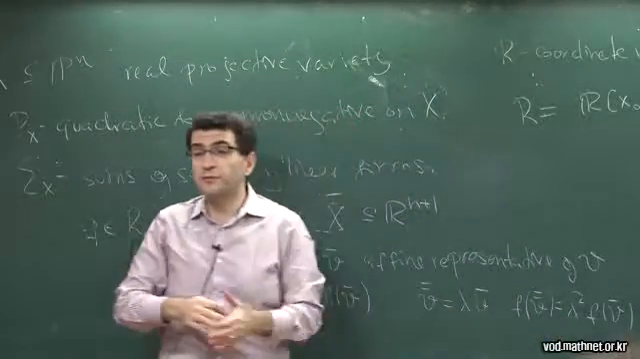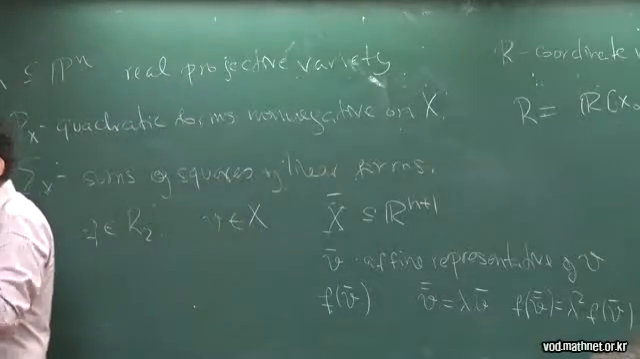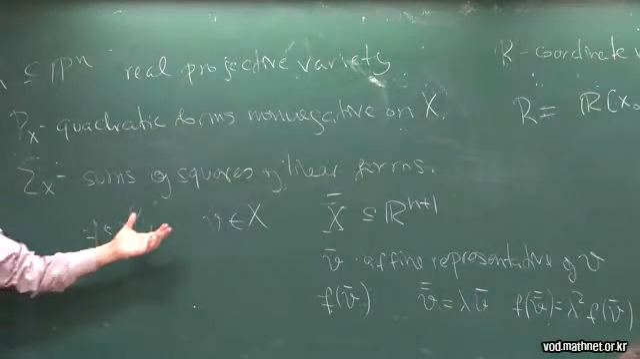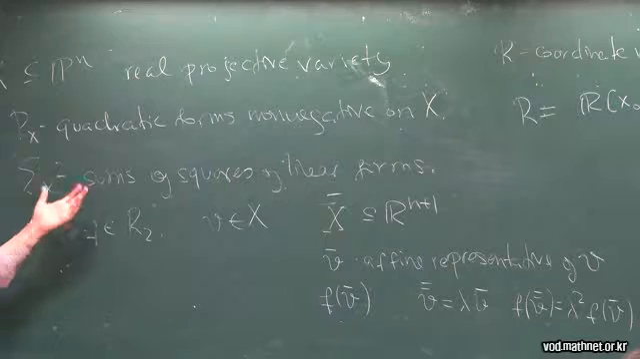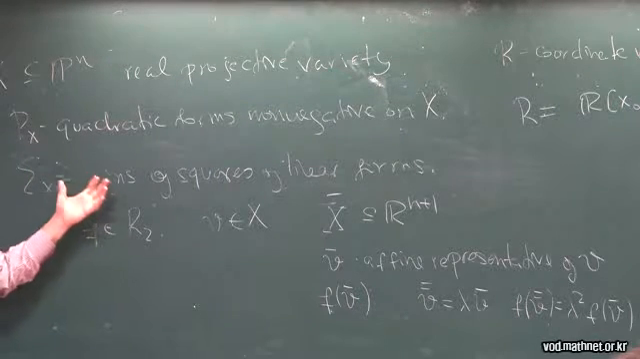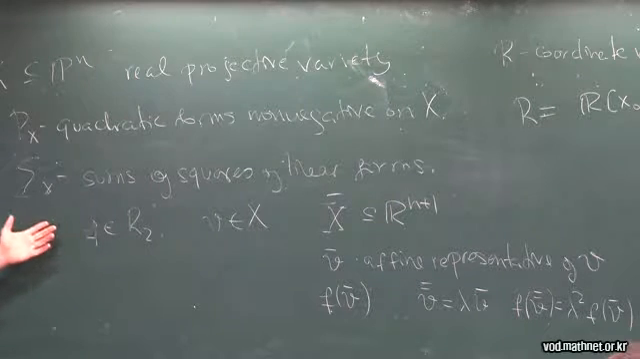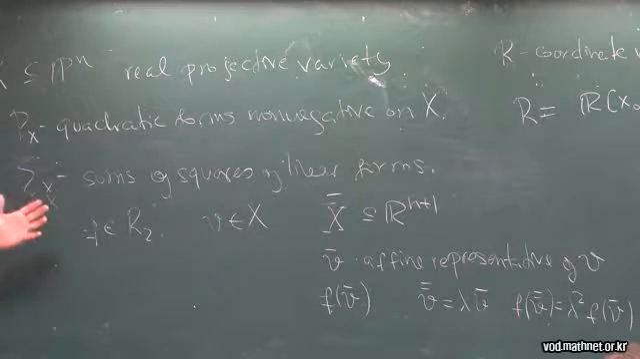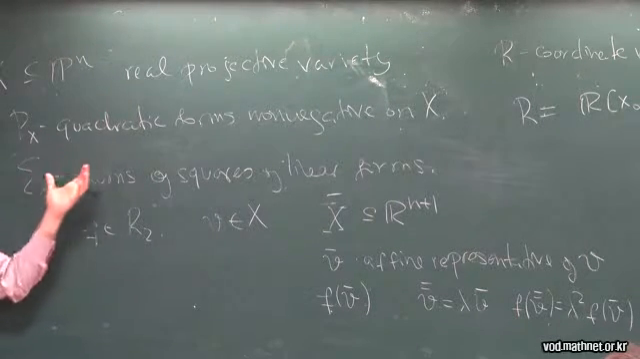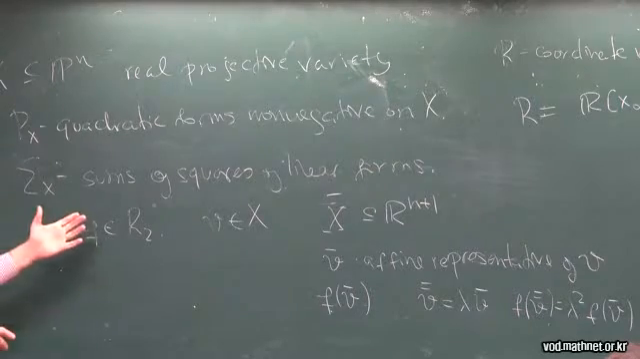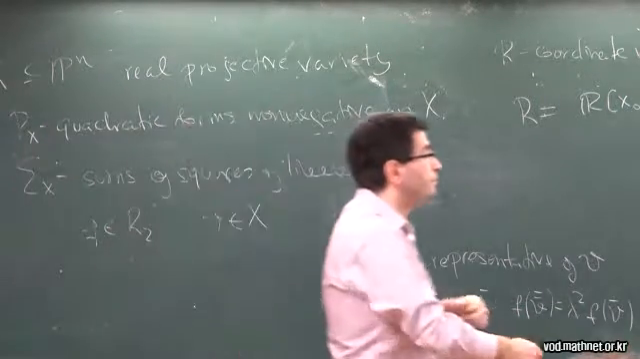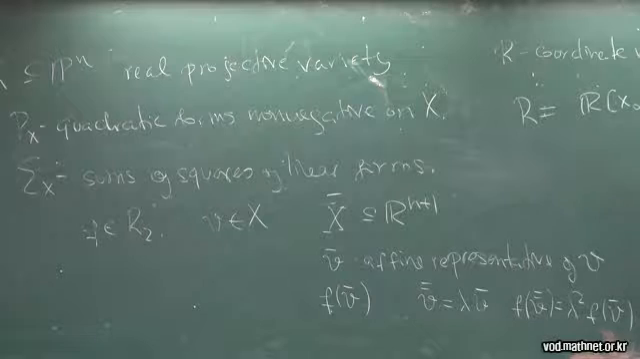So it makes sense to talk about signs of forms of even degree on projective varieties, but for odd degree it just doesn't make sense in this setup. This is a technical point, but it's a good thing to understand what exactly we're talking about. So non-negativity makes sense. Questions, concerns, comments, ideas?